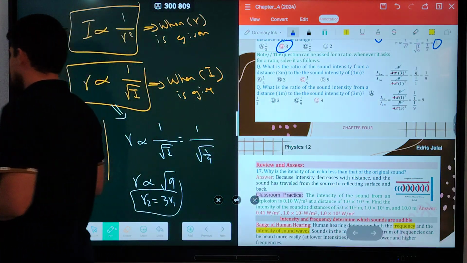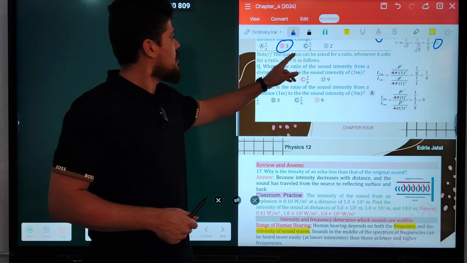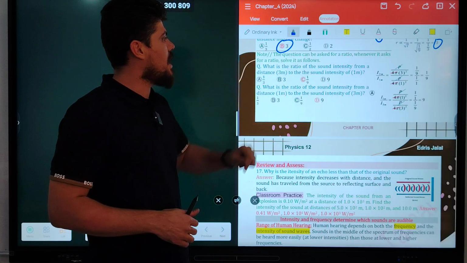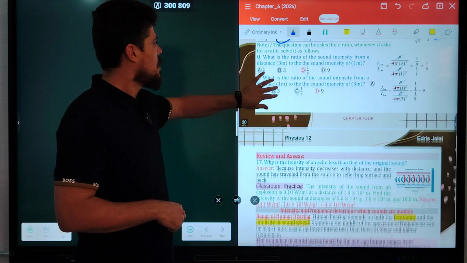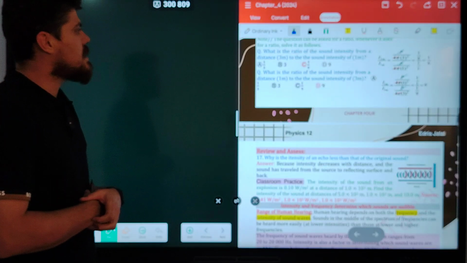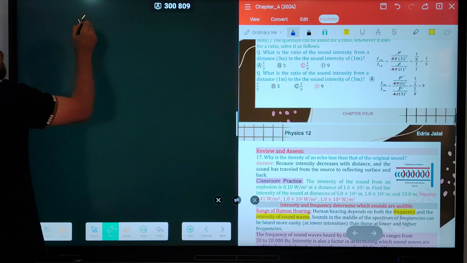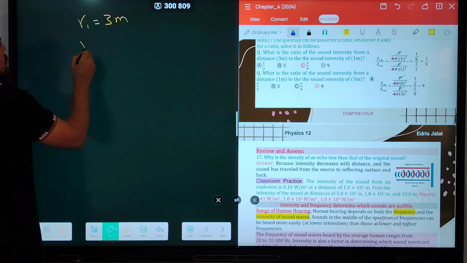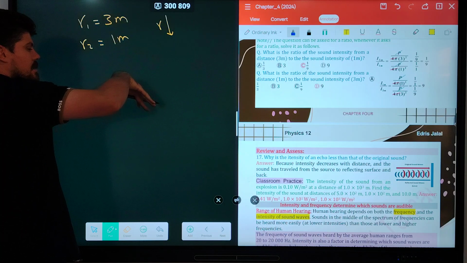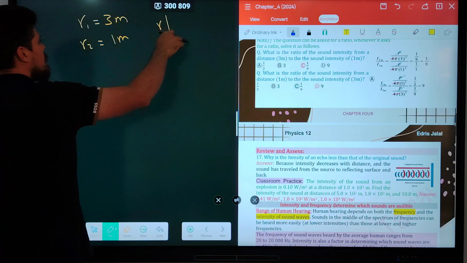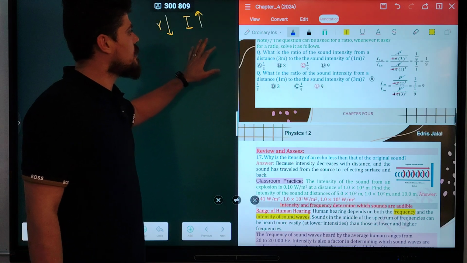If the question asks us to find the ratio, maybe they will bring in the ratio. Whenever it asks for a ratio, solve it as follows. What is the ratio of the sound intensity from distance 3 meters to the sound intensity at 1 meter? What is R1? 3 meters. R2, 1 meter. What happened to the R? It becomes less. When distance gets lower, what happened to the intensity? Intensity becomes more.